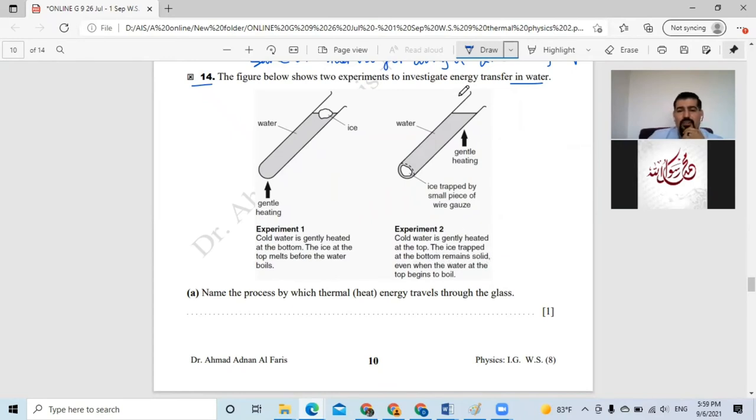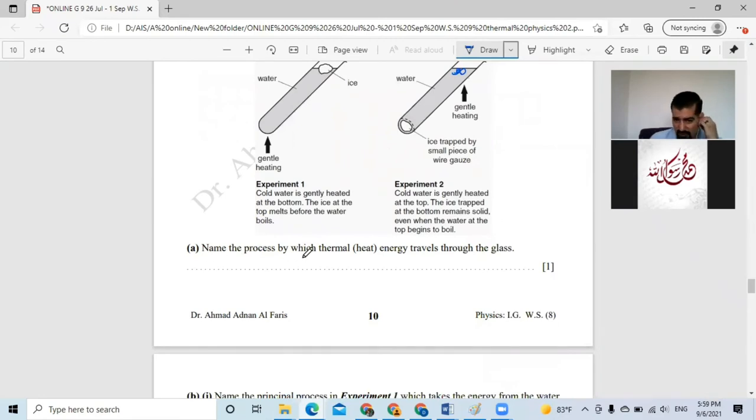Even when the water at the top starts to boil, here the water starts to bubble and boil. But here the ice starts to melt and the temperature is still maybe 5 or 2 degrees Celsius because the ice started melting. After that, the temperature rises. So name the process by which heat travels through the glass. Is the glass solid or fluid? Solid. So how is heat transferred through a solid? By conduction. Yes, exactly. Thank you. By conduction. You see, an easy mark.